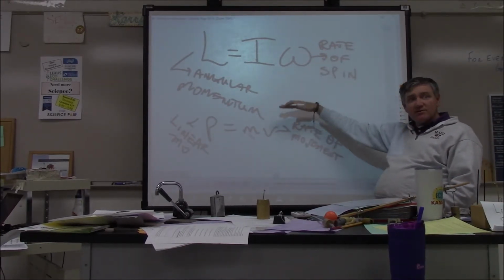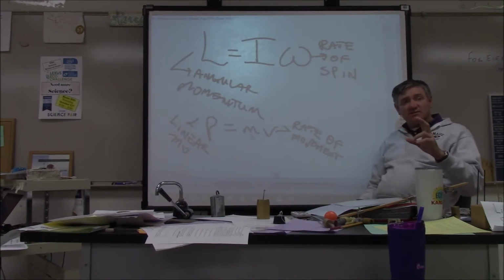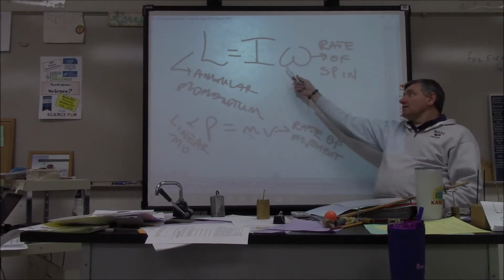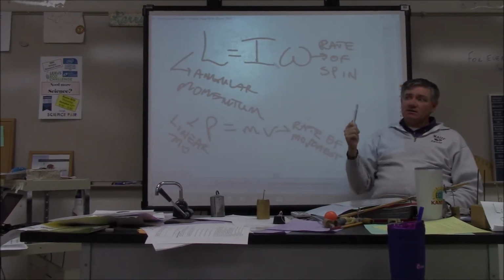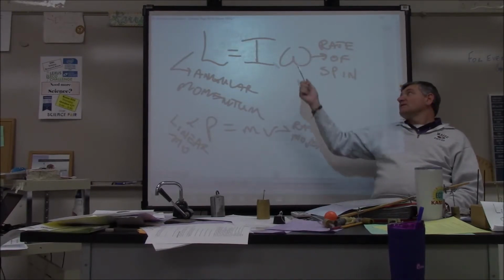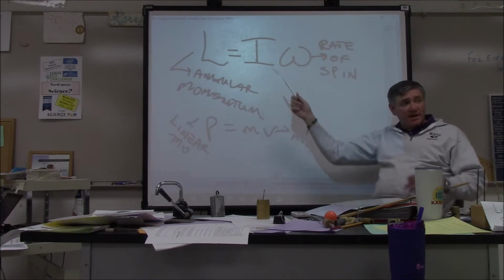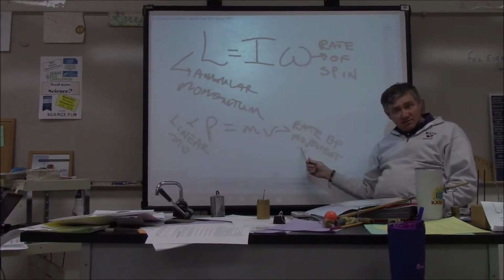So if you look at angular momentum, you're multiplying together the same concepts. This is your moment of inertia. This is a resistance to a change in your angular velocity. This is how fast you're spinning. So in both cases, you're multiplying a resistance to a change in motion by how fast you're spinning.